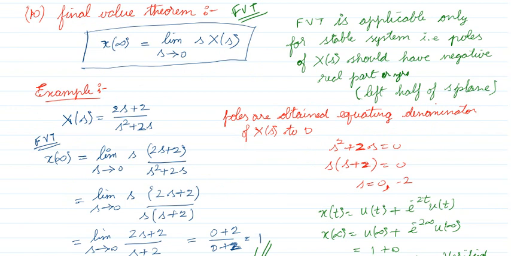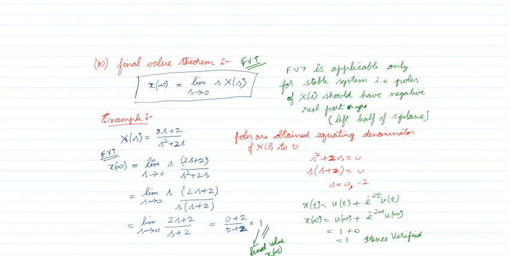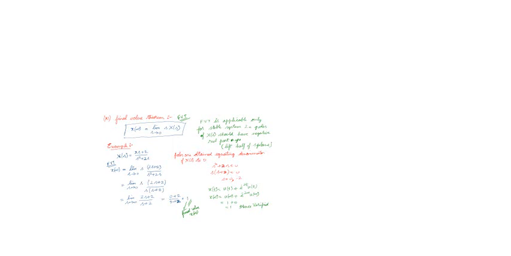This is in time domain. In place of t I am putting infinite, so u of infinite plus e power minus 2 infinite u of infinite. Okay, so if I put infinite, u of infinite is 1, and e power minus 2 infinite is 0. I am getting the answer as 1 plus 0. E power minus infinite is 0. I am getting the answer as 1. So I have verified the final value theorem.